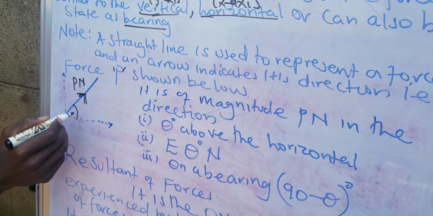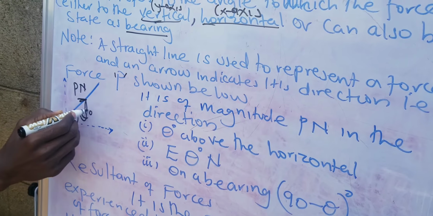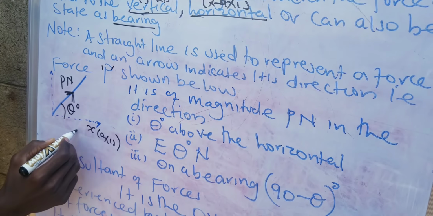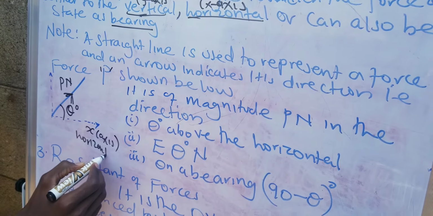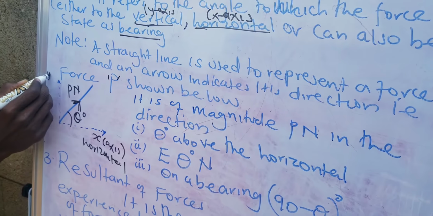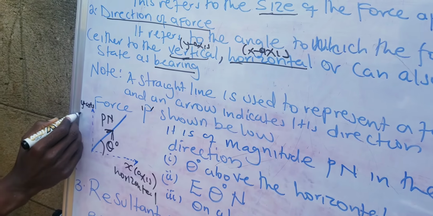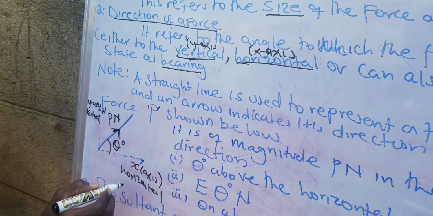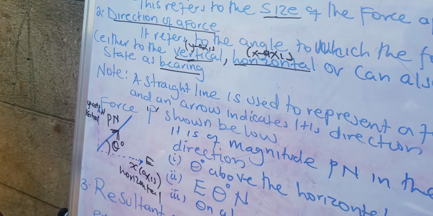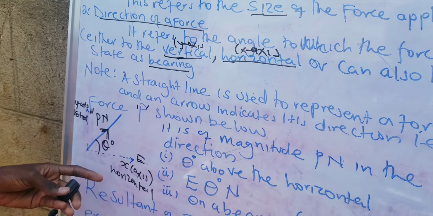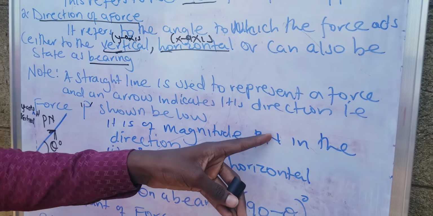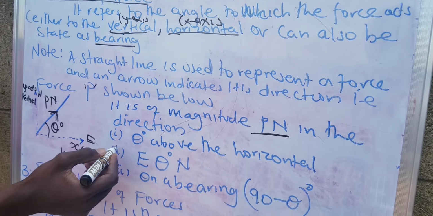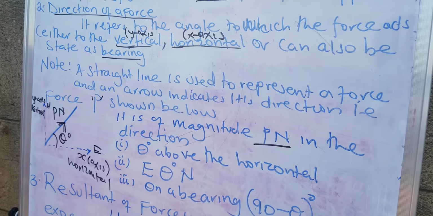Now, if this force P is acting at an angle theta degrees, this is my x-axis, which we call the horizontal, and this is my y-axis, which we call the vertical. In terms of bearing, this will be our north, this will be our east. Now, to state, we are saying it is of magnitude P newtons. Our magnitude is P, and the direction can be stated in three different ways.